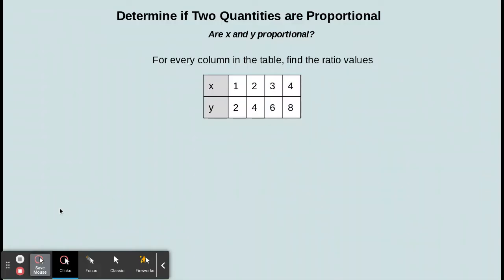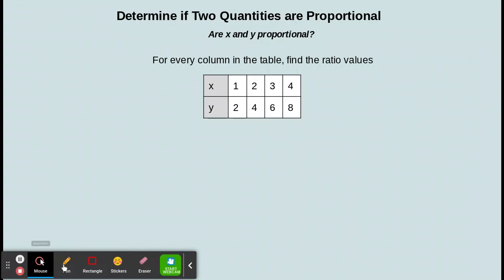All right, next part of this lesson is to determine if two quantities are proportional. So we want to find out, are x and y proportional? What we need to do to check is look at every single column in the table and find the ratio value.